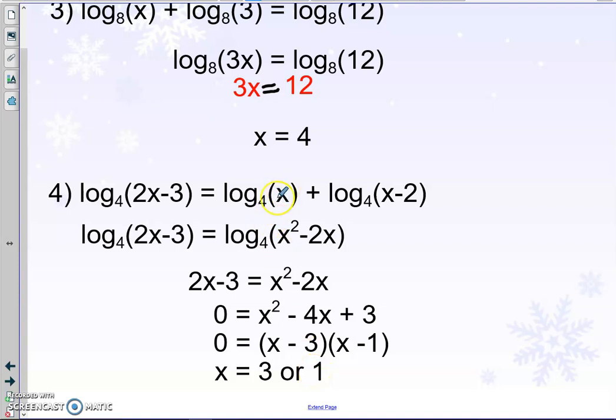When I put a 1 in here, that's a positive number. When I put a 1 in here, that's a negative. Remember, you cannot have a negative number inside the logarithm, so I'm going to have to throw that 1 out. That's one of those extra or extraneous solutions.